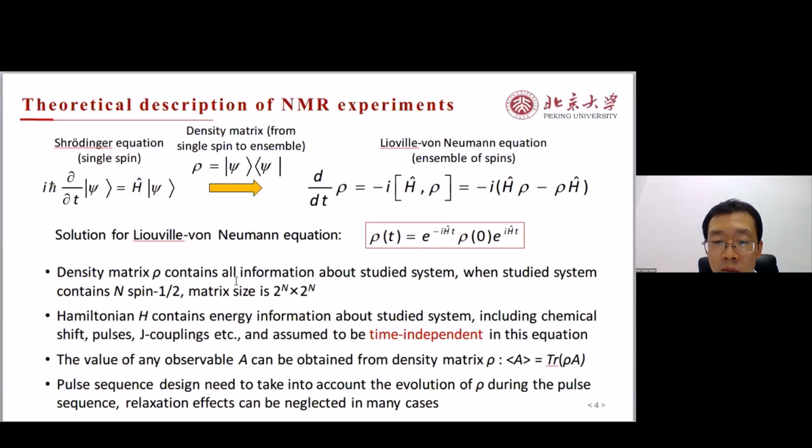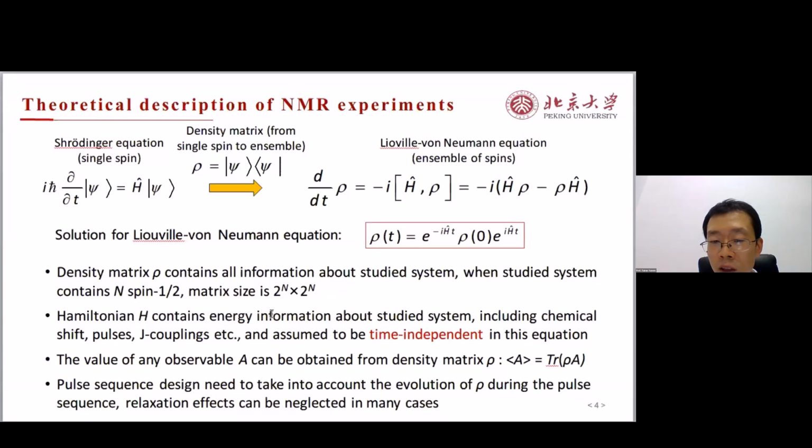The density matrix size is well defined. Usually we study spin 1/2 in most cases, like proton, carbon-13, and nitrogen-15. Those all belong to spin 1/2. If the system contains n spin 1/2, the matrix size would be 2 to the power of n multiplied by 2 to the power of n.